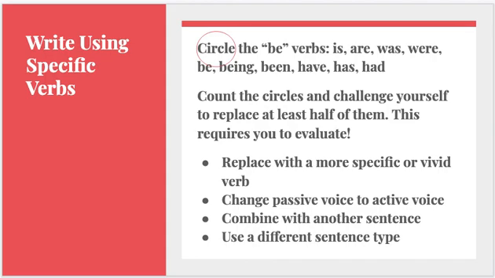Okay, now this requires you to evaluate. Do you want to change them? Why is it there? Can you say it in a different way? So you can replace those words with a more specific or a more vivid verb. You can change passive voice to active voice. I have a great example of this on the next slide. A lot of times we use had when we don't even need a had. We can combine with another sentence, take that sentence that has that boring be verb and turn it into a phrase and combine that to another sentence. Or you could just simply use a different sentence type.